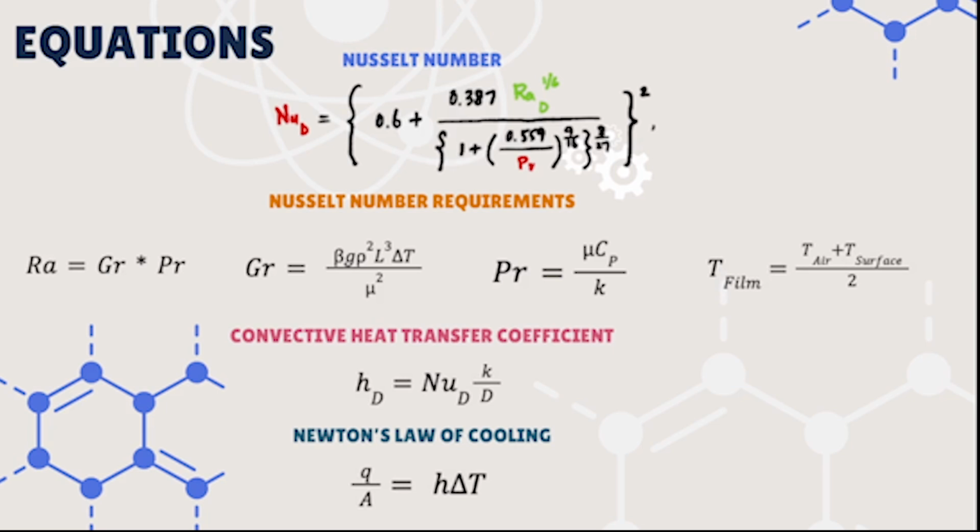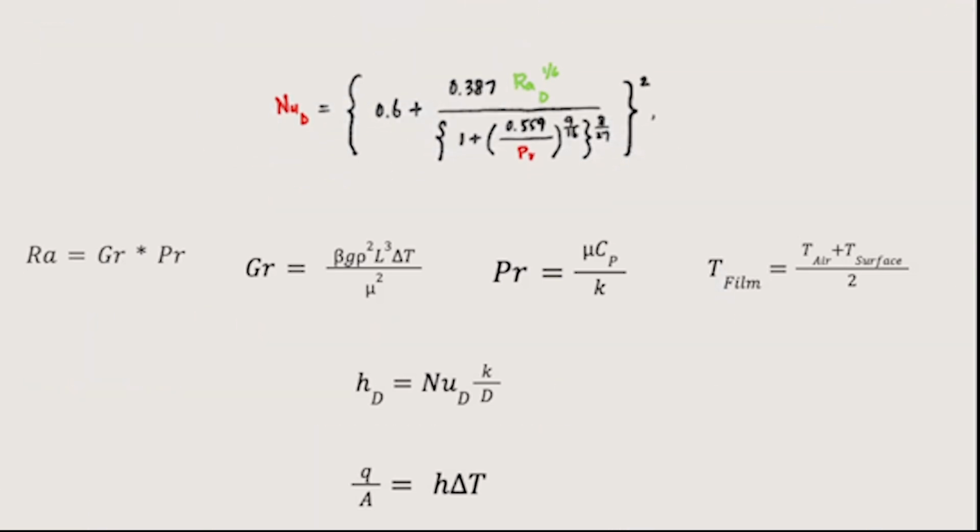Once we get the Nusselt number, we can plug it into this equation here in order to get h, our convective heat transfer coefficient. After we have h, we can plug that into our Newton's law of cooling and calculate Q, which is our rate of heat transfer.